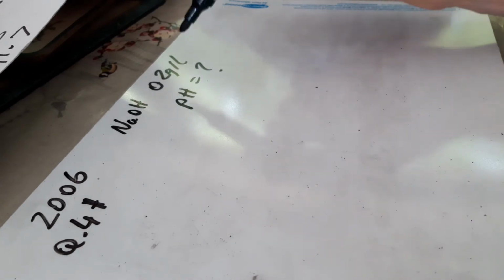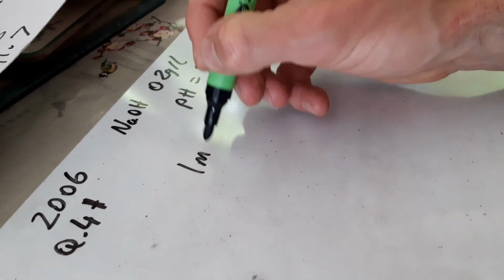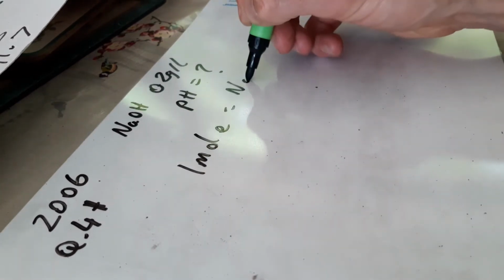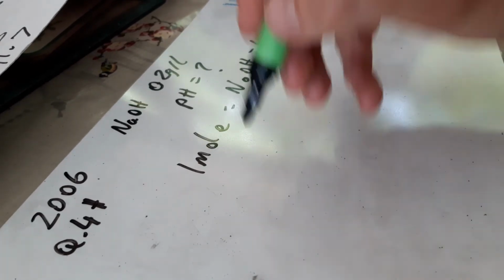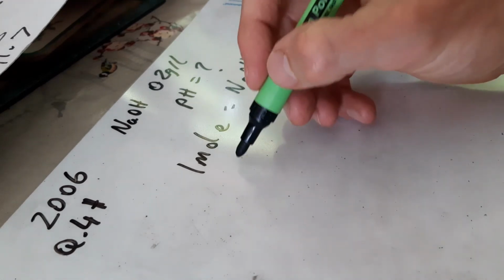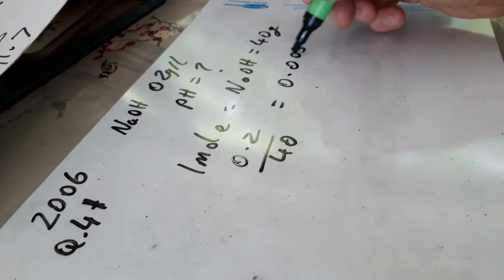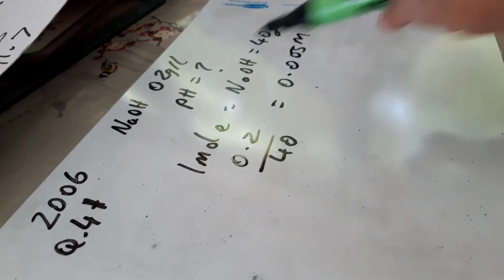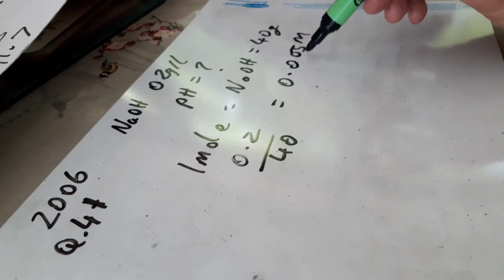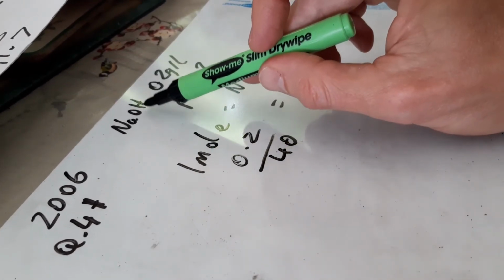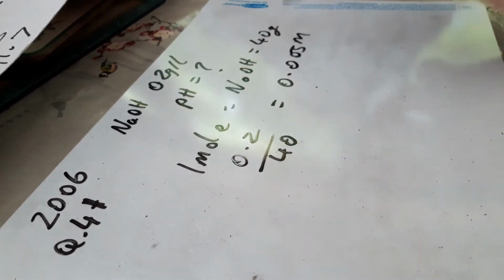Now, you should hopefully be able to, at this stage, convert grams per litre into moles per litre. Easy enough. You go to your periodic table and you work out that 1 mole of NaOH is equal to 40 grams, 23 plus 16 plus 1. That's not a big deal. So how many moles per litre do we have? Well, we've got 0.2 divided by 40, which is equal to 0.005 moles per litre. So the concentration of my sodium hydroxide is 0.005 moles per litre. That's the concentration of OH minus ions, because remember, this is a monoprotic base. For every one of these, there's one OH minus as well.